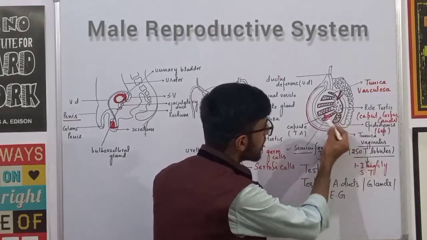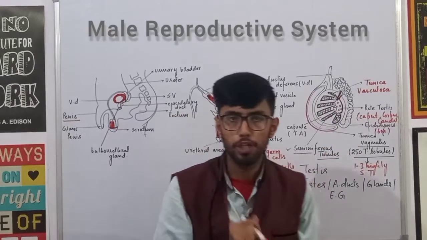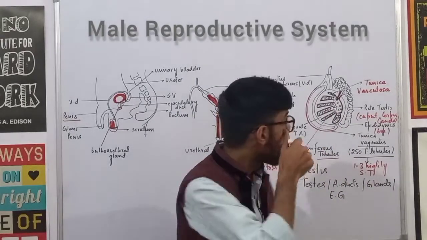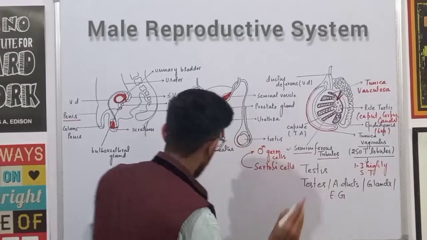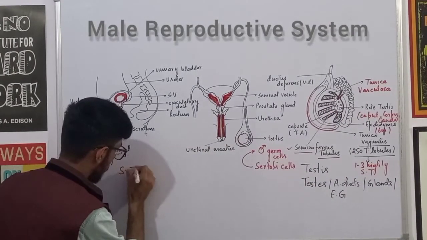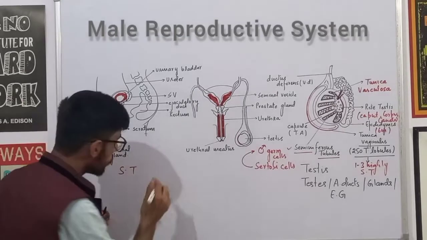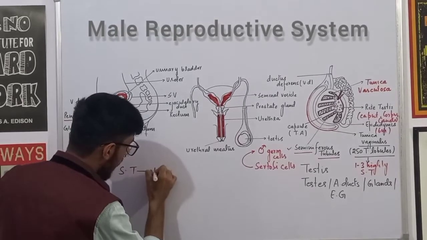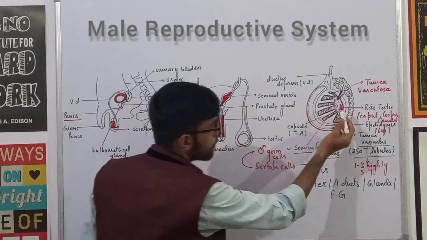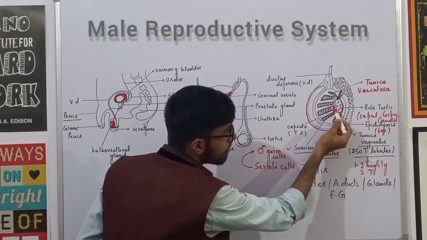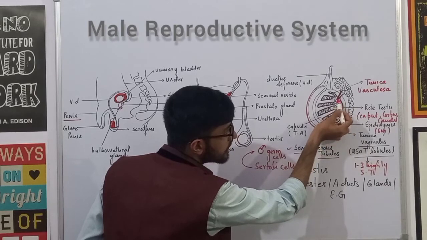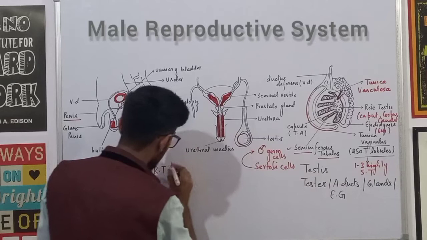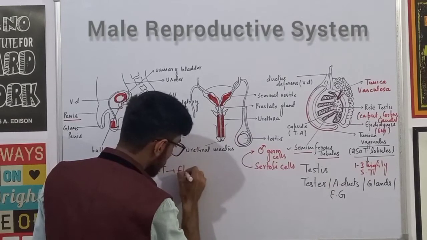Now the sperms are produced by the process of spermatogenesis. That is a different topic. Sperms are produced in seminiferous tubules. Now, what is the pathway? The sperms are produced in seminiferous tubules. The ducts from each seminiferous tubule unite to form the rete testis, and this rete testis opens into the epididymis.